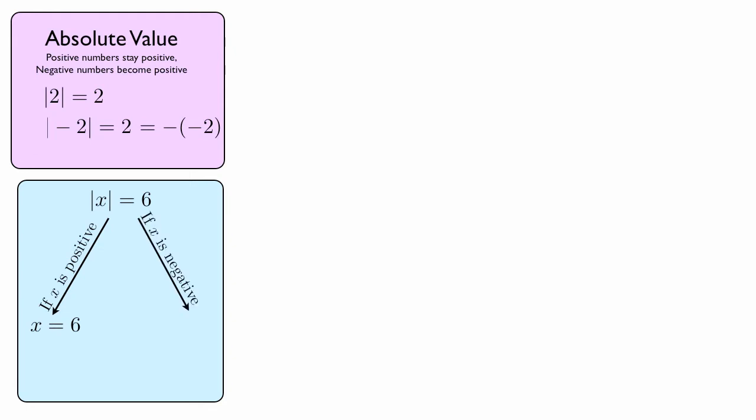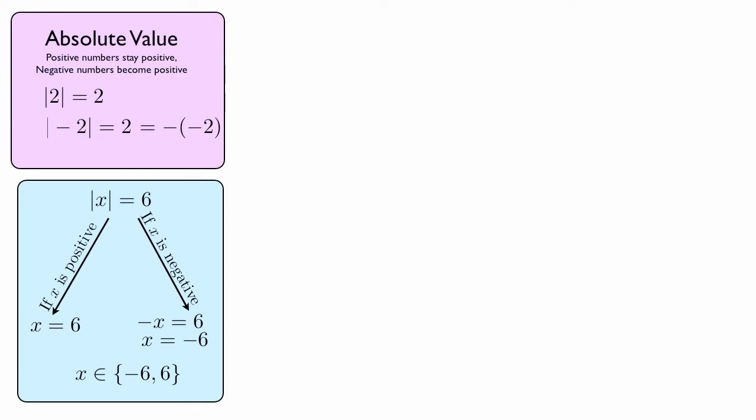If x is negative, then we have to multiply it by negative 1 to make it become positive, because that's what the absolute value does. It makes it become positive. So negative x is equal to 6, and by multiplying both sides by negative 1, we have x is equal to negative 6. And so x can be either negative 6 or 6, or x belongs to the solution set containing negative 6 and 6.